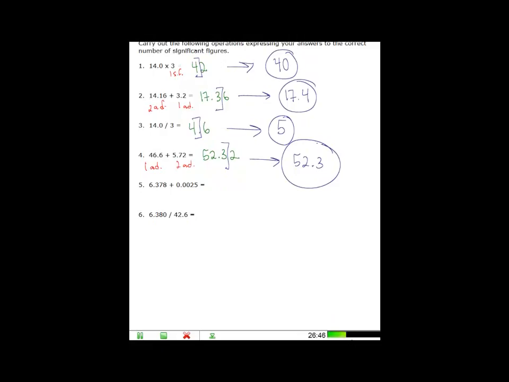All right, number 5. Put this into your calculator and you end up with 6.3805. This is addition, so we have to think about the number after the decimal point. So we have 3 after the decimal point here, 4 after the decimal point here, so we can have 3 after the decimal point. So we end up with 6.381.